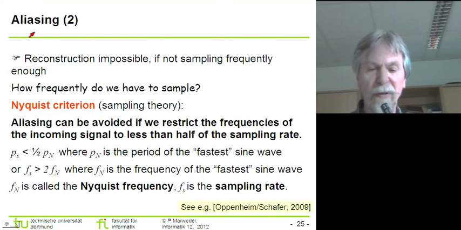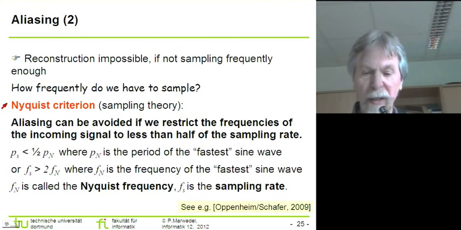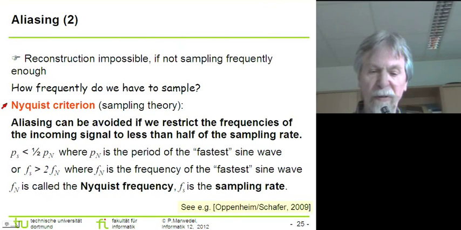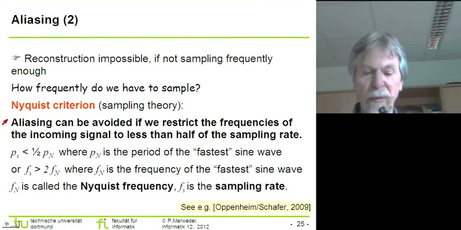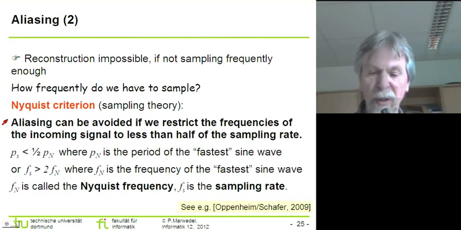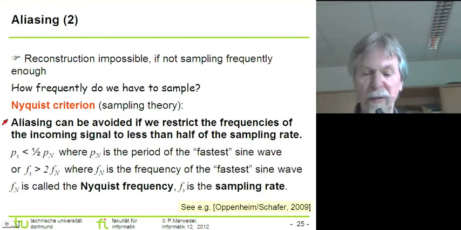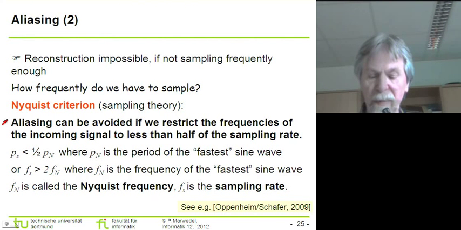So according to the theory of sampling, the following can be stated. If we are not sampling frequently enough, then reconstruction is impossible, and the question is, how frequently do we have to sample? And sampling theory provides us with the so-called Nyquist criterion, and according to the Nyquist criterion, aliasing can be avoided if we restrict the frequencies of the incoming signal to less than half of the sampling rate.